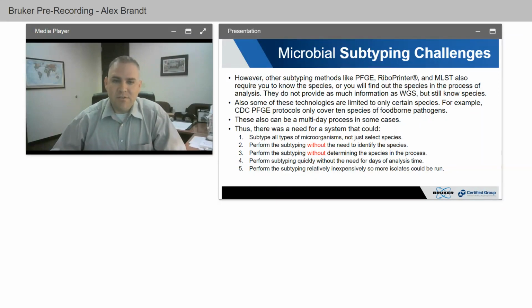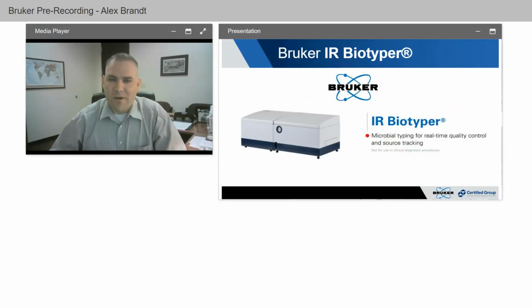So we did some investigations, and behold, we found the Bruker IR Biotyper. Bruker created this technology called the IR Biotyper specifically for microbial typing. And this is really meant to help with real-time quality control and source tracking, so that way you're not taking days to get information, but only a few hours. So when we looked at this technology, it was very promising, and we have onboarded it here at Certified Group, and it has been a very, very useful tool for us.